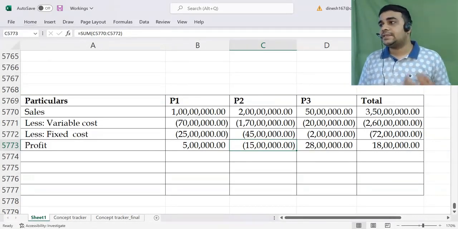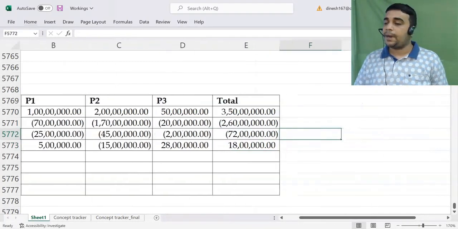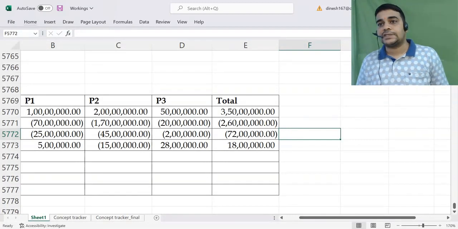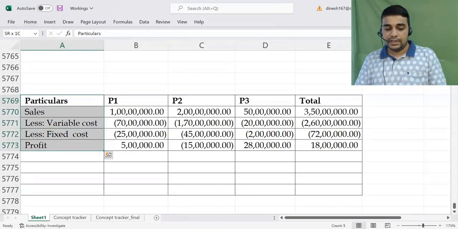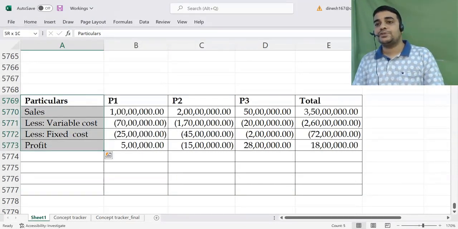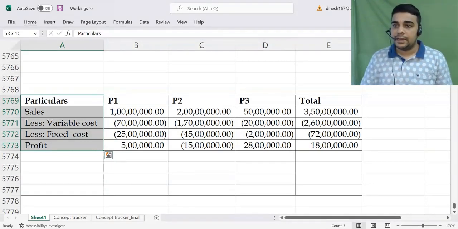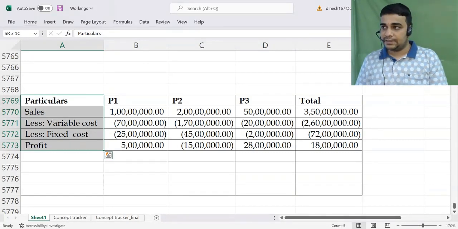If you're not able to trace some cost to a product, you will not subtract it here. You will subtract it only at the overall cost level and call it unanalyzed fixed cost or common fixed cost. So this statement is of not much use. This statement will unnecessarily push us to make a wrong decision, because the statement itself is incorrect.